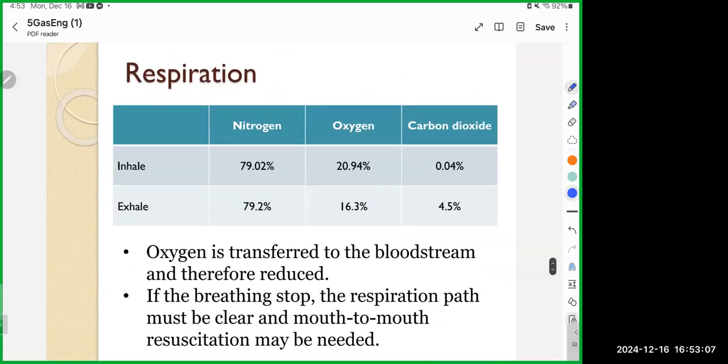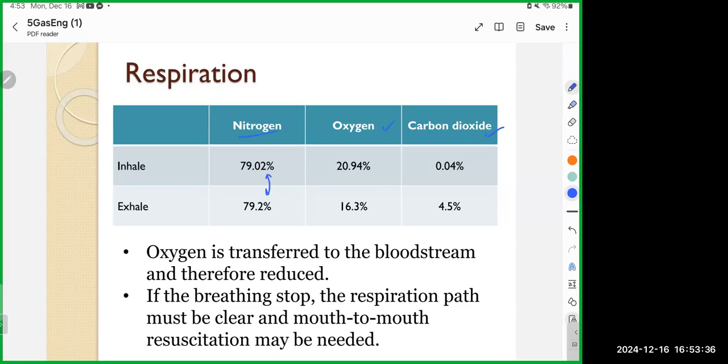So during the respiration of the human body, the amount of gas would be different. For nitrogen, on average, it doesn't change a lot. I would call the change in the amount of nitrogen between the inhale and exhale processes insignificant. However, oxygen and carbon dioxide.